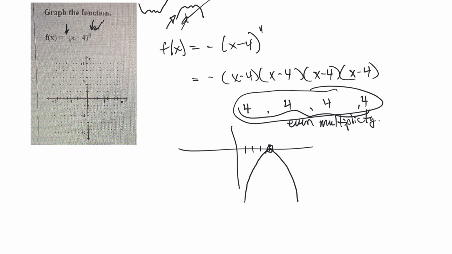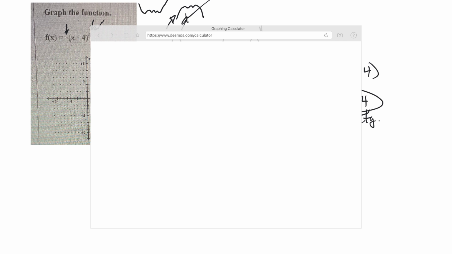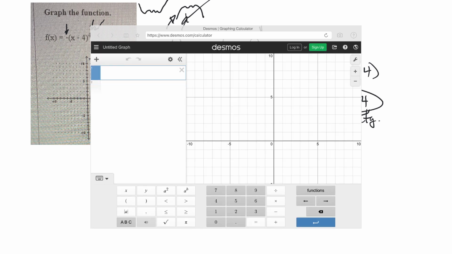Let's try Desmos and see what Desmos does to it. Okay, so I want to go y is equal to negative bracket x take away 4 bracket to the fourth. There we go. You know, when you look at that, it looks a little flatter at that point. Maybe let me zoom in a little bit.